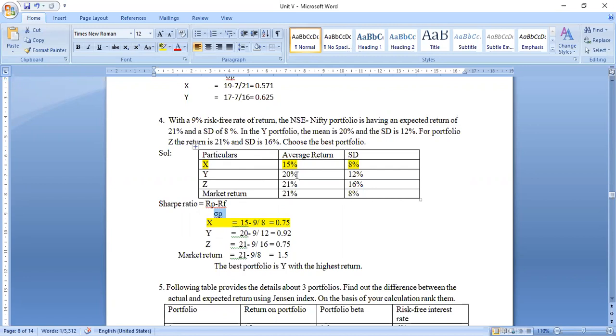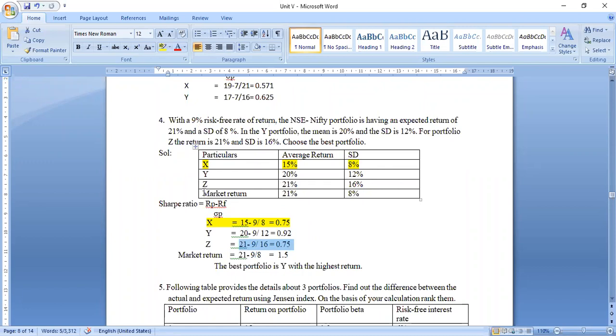The return is 20%, that is RP. RF is 9%, divided by the standard deviation, which is 12. So we get the value as 0.92. Next we have portfolio Z: 21 is the average return, the risk-free rate of return is 9, divided by standard deviation, which is 16. So we get the value as 0.75.